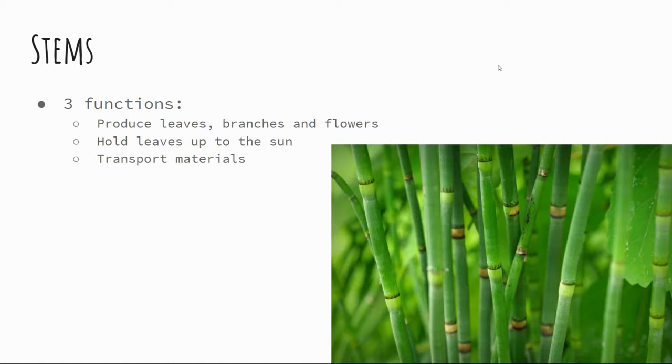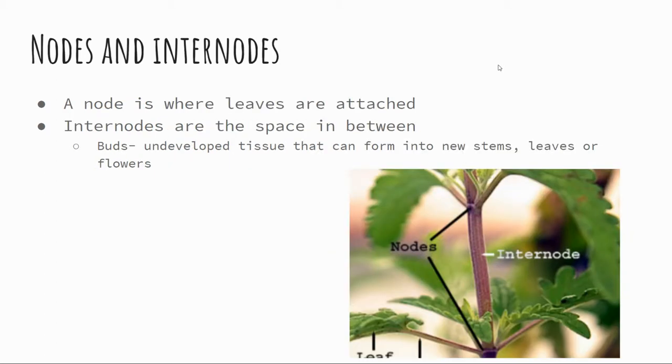All right, moving on to stems. Three main functions of stems. Number one, produce leaves, branches, and flowers. Number two, hold leaves up to the sun for more efficient capturing of sunlight. And number three, the transport of materials.